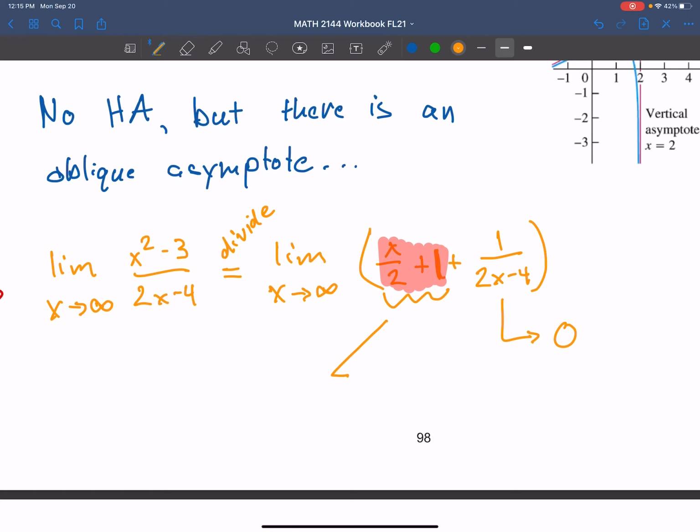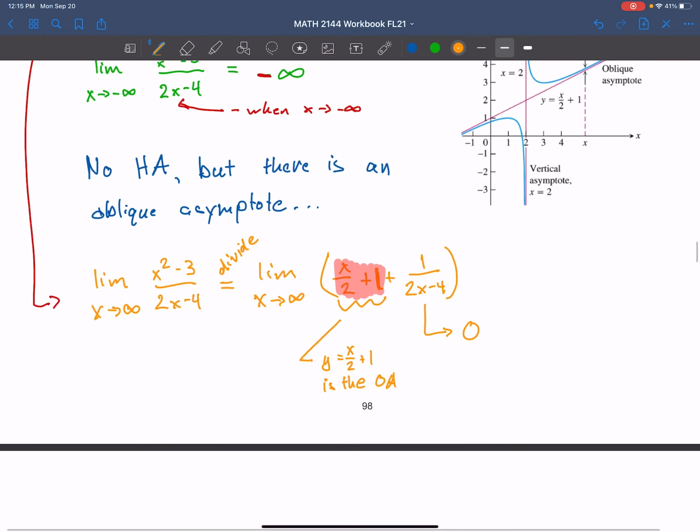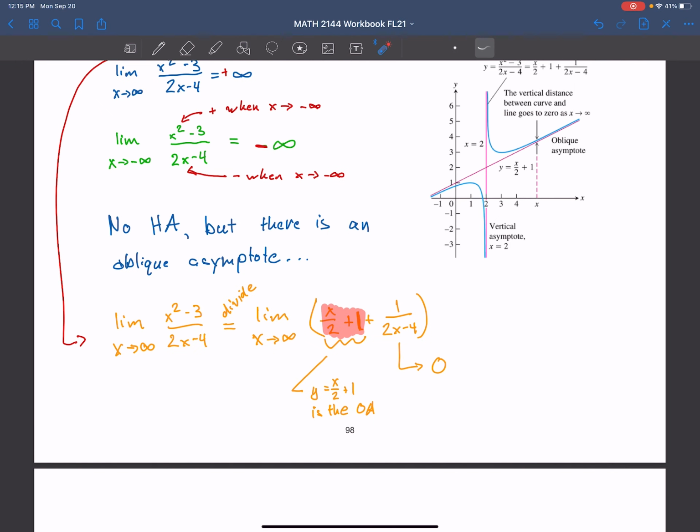is the oblique asymptote. Y equals x plus 2, or x over 2 plus 1, is the oblique asymptote. So conceptually, yes, we get infinity as the limit, which means this is an oblique asymptote. How do you find the oblique asymptote? You're going to have to divide. The limit makes this part go to 0, so the part that does not go to 0 is the actual equation for the oblique asymptote. So you can see that right there.